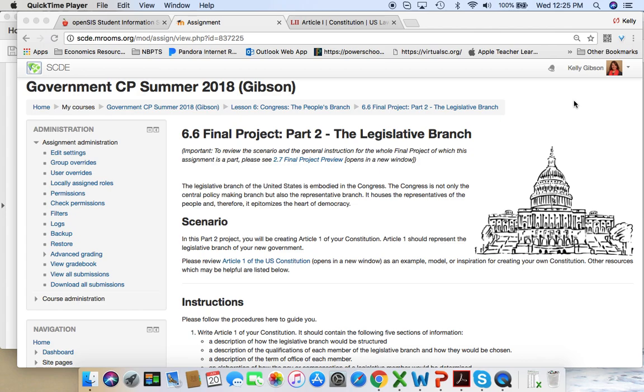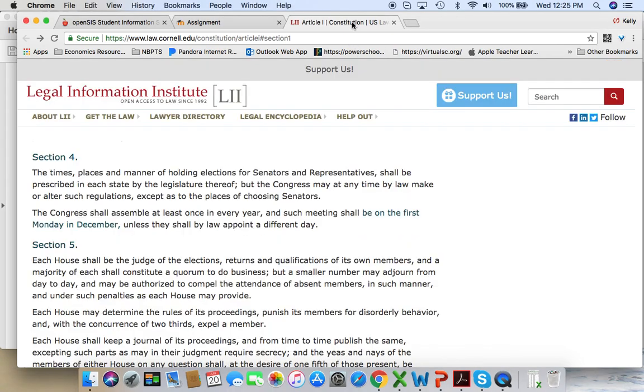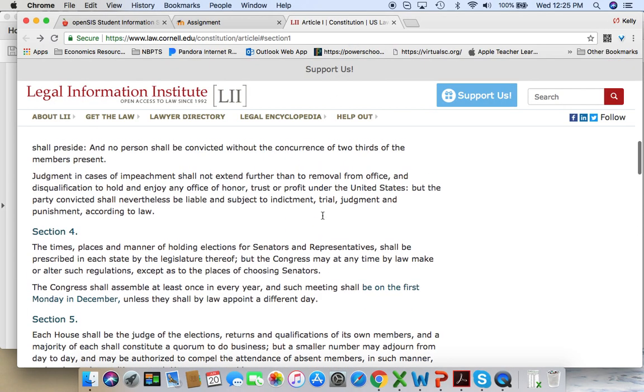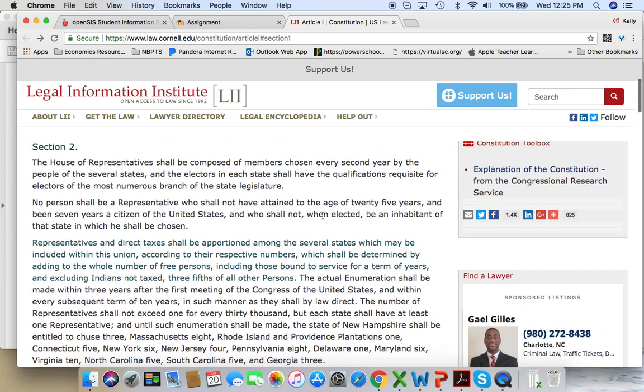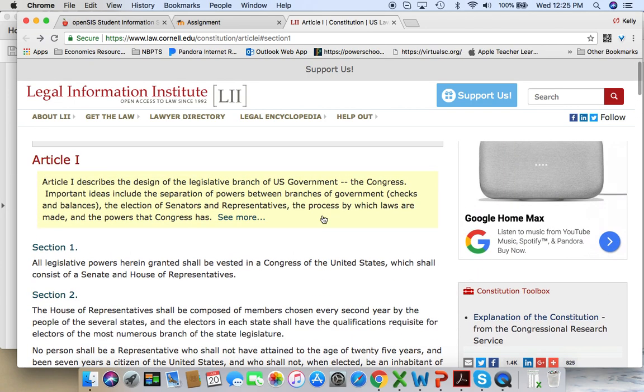So for your Article 1, you need to set it up similar to how the U.S. Constitution has Article 1 set up. And we have a link for you right here, Article 1 of the U.S. Constitution, and it takes you to this website. And you can see it has our Constitution and Article 1. And this gives a description of it. This part is not part of the Constitution. This is a note from the website.